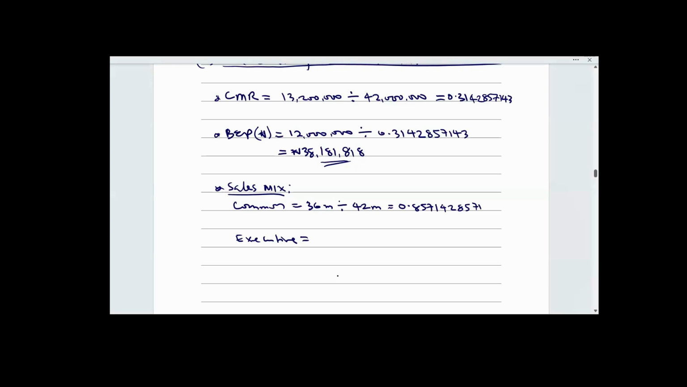Again, for executive, it is 6 million Naira divided by 42 million Naira. So 6 divided by 42 is equal to 0.14, 0.142857142857. How many are these?